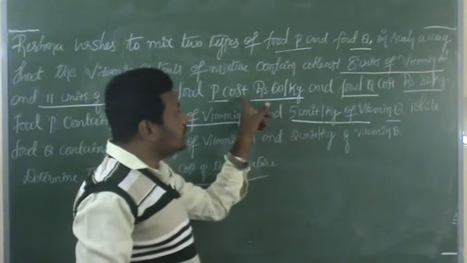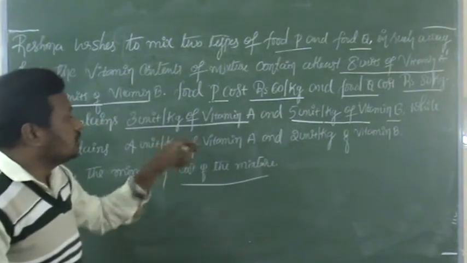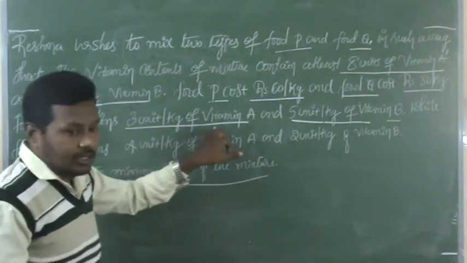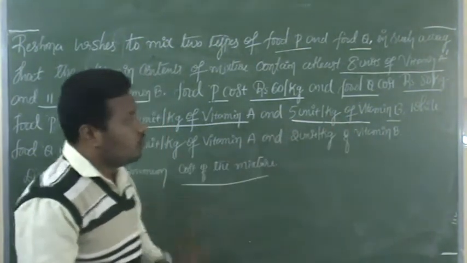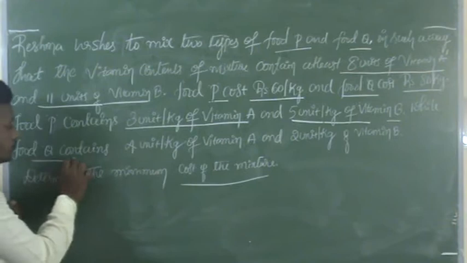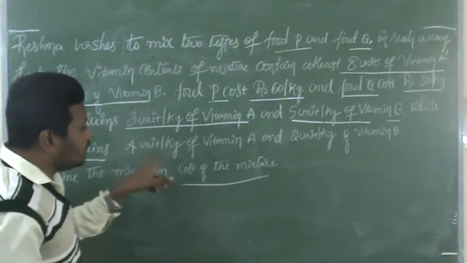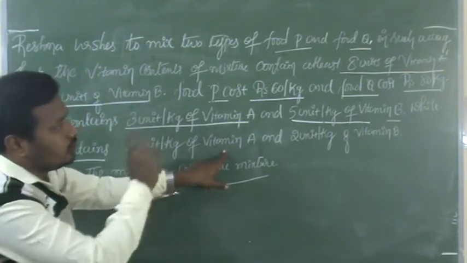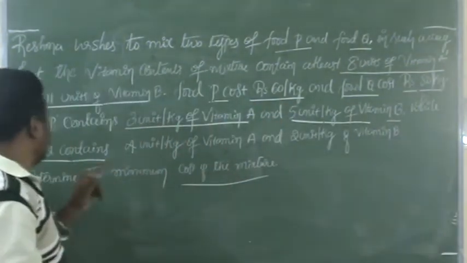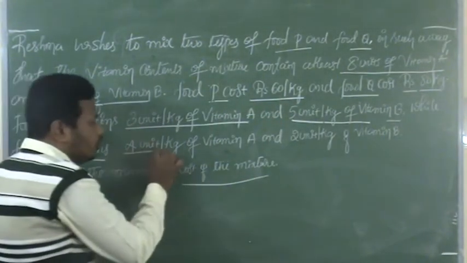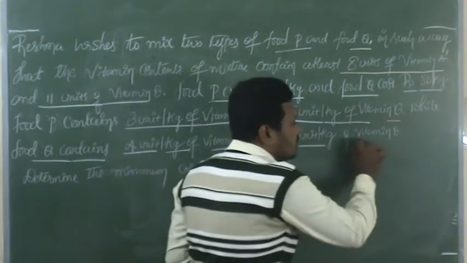So food P costs rupees 60 per kg and contains 3 units per kg of vitamin A and 5 units per kg of vitamin B. While food Q costs 80 per kg and contains 4 units per kg of vitamin A and 2 units per kg of vitamin B.